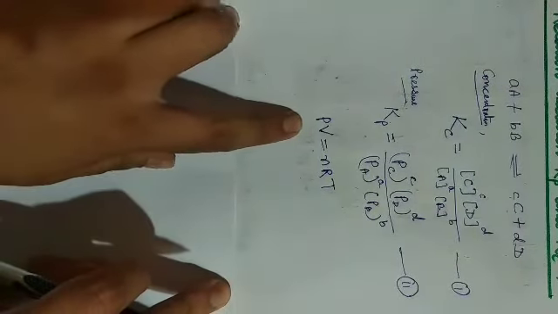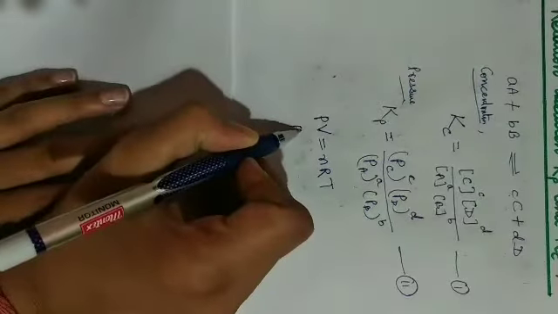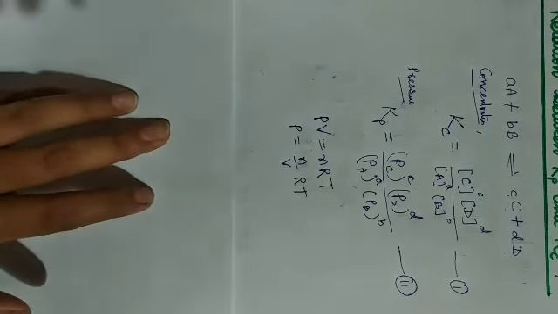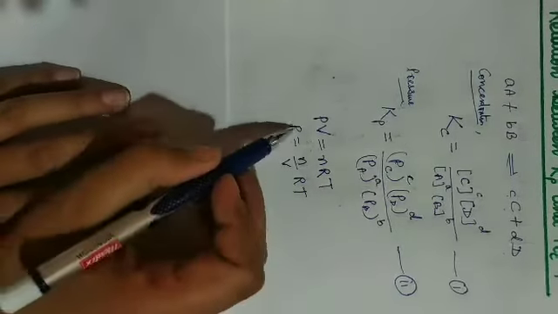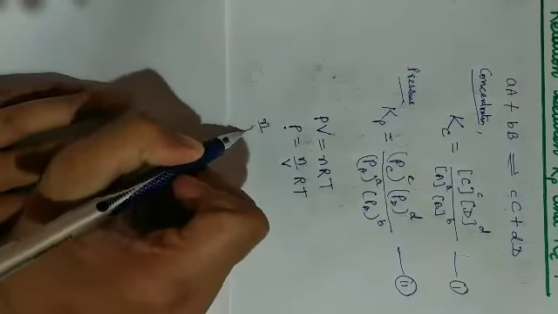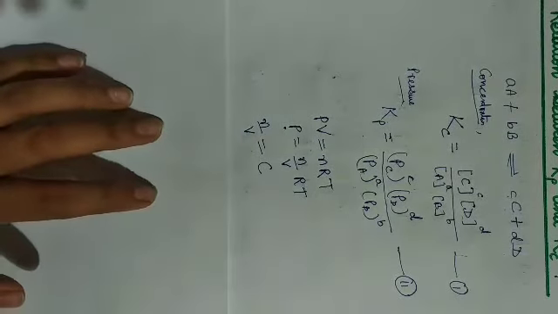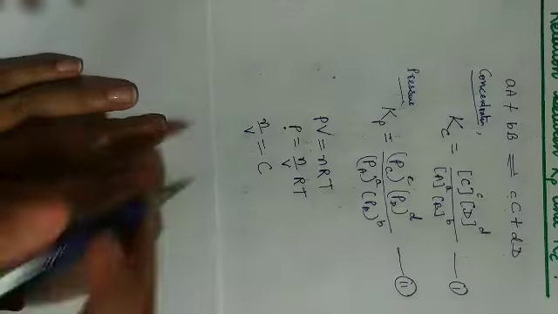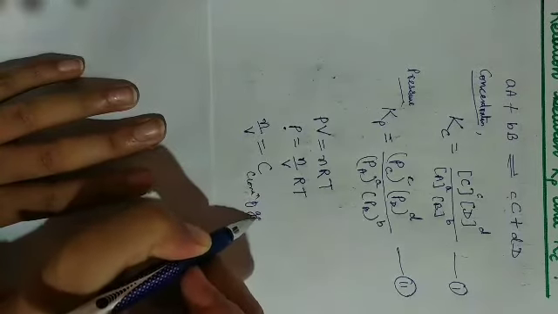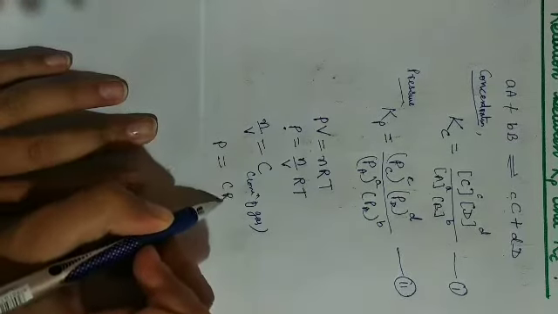So according to the ideal gas equation, PV equals nRT, and if I rearrange, n upon V into RT equals P, where P is the pressure, or we can say the partial pressure also. This n upon V, the number of moles of the gas upon the volume of the gas, must be equal to the concentration of the gas, or C. You can write here concentration of gas also. So P is the partial pressure, and we can write P equal to CRT.